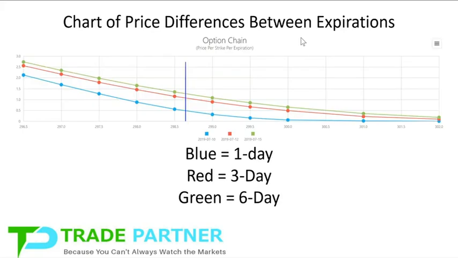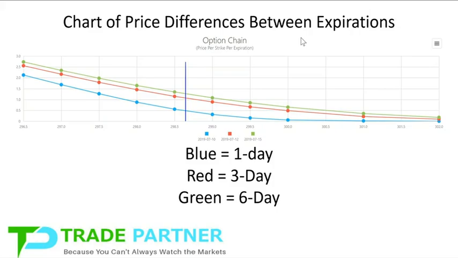Okay, so with that as the backdrop and with that as the context of what we're trying to do, I'm going to show you a chart, and this kind of gives you a picture of what we're looking at. This is a chart of price differences between expirations, and this is available in Trade Partner, by the way. With this particular chart, what you see is the 710 expiration, the 712 expiration, and the 715 expiration.